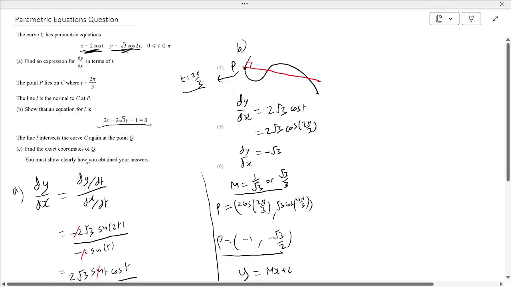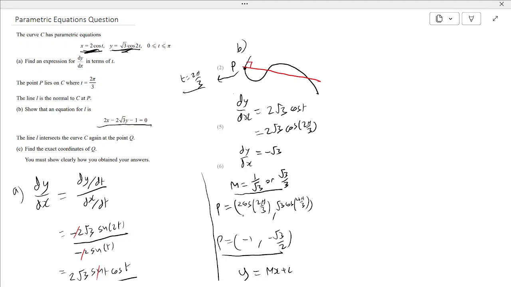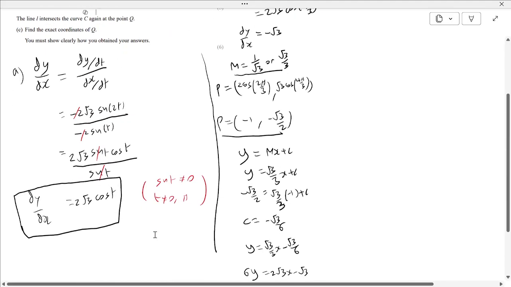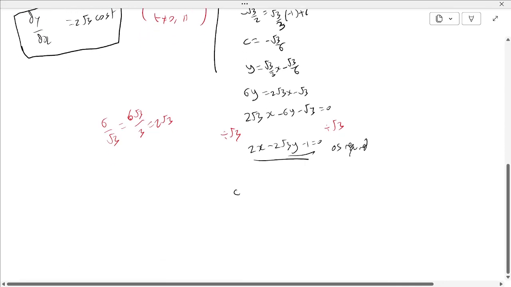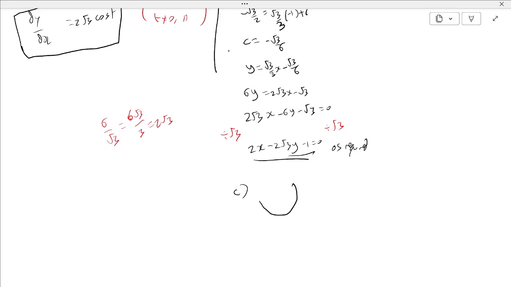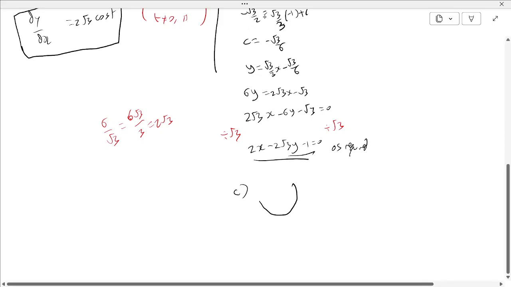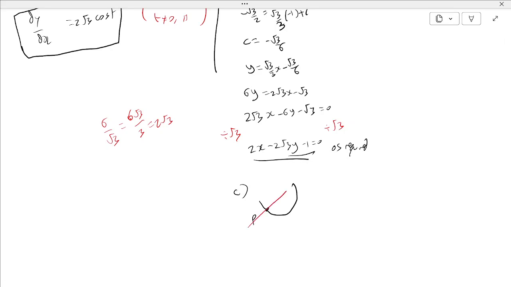Okay, final part says the line L intersects the curve again at point Q. Find the coordinates of Q. Right, so part C down here, got some kind of line. Let's say here was P, and then the line, the tangent, the normal, intersects again at Q. So we're going to substitute in and solve for when the straight line, which is 2x take away 2 root 3y, take away 1 equals 0, meets the curve.